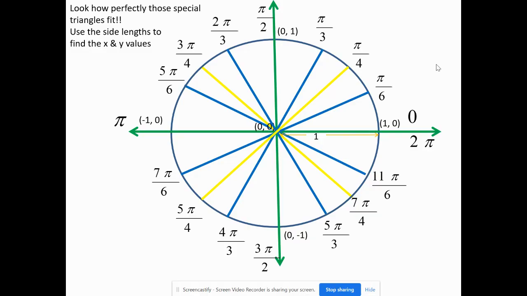Okay, why are these the special radians? Well, look how perfectly those special triangles fit into your unit circle. The blue one has a 30-degree reference angle. It fits perfectly at pi over 6.